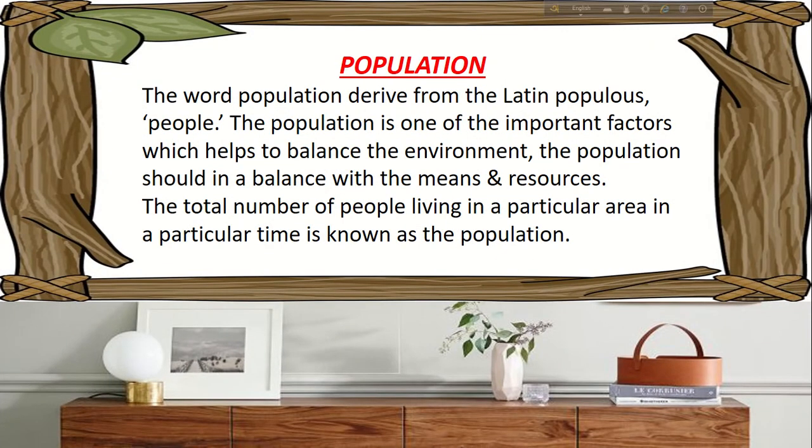The word population is derived from the Latin populus, people. The population is one of the important factors which helps to balance the environment. The population should be in balance with the means and resources. The total number of people living in a particular area at a particular time is known as the population.